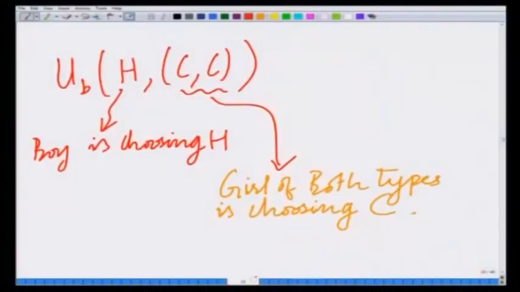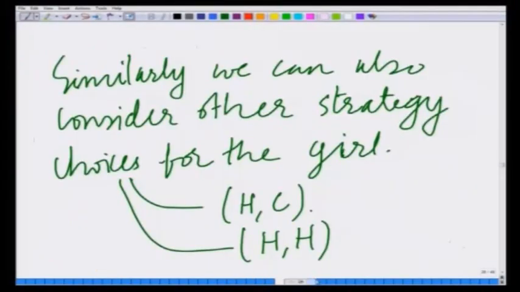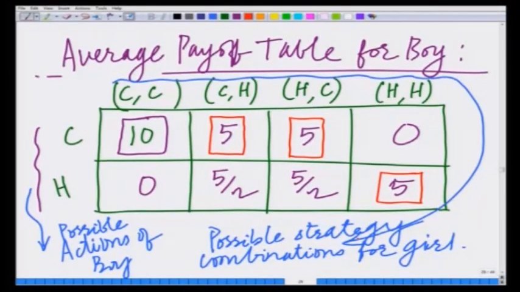Let us now go back again to the table of the average payoff of the boy. Let us consider CH of the girl, that is, the girl of type I is choosing C and the girl of type U is choosing H. The best response of the boy is to choose C. Let us ask whether C comma C comma H is a Bayesian Nash equilibrium.